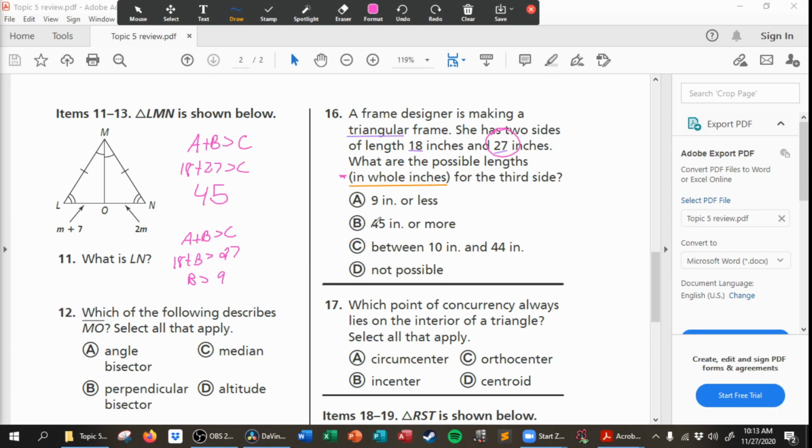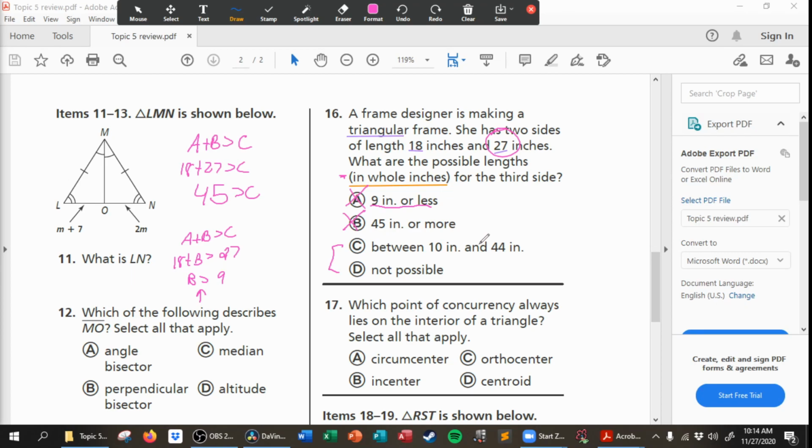Now, just from this right here, I'm going to look at what we have. So let me finish this and see if any of these make sense. 9 inches or less, but this is saying B must be greater than 9, so that is a nonsense answer. 45 inches or more. Well, this is saying C is less than 45, so that doesn't work. I would need the "or less" and "or more" to swap in these two answer choices to make this make sense. And now I'm left with not possible and between 10 and 44 inches.